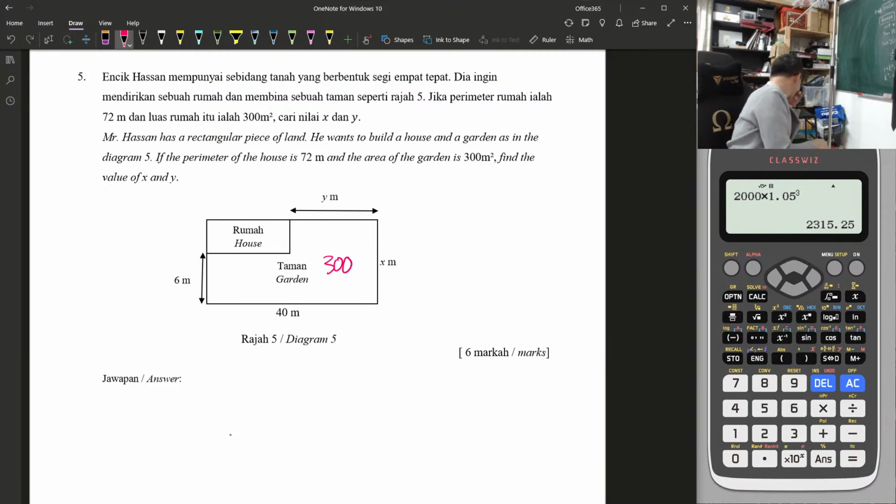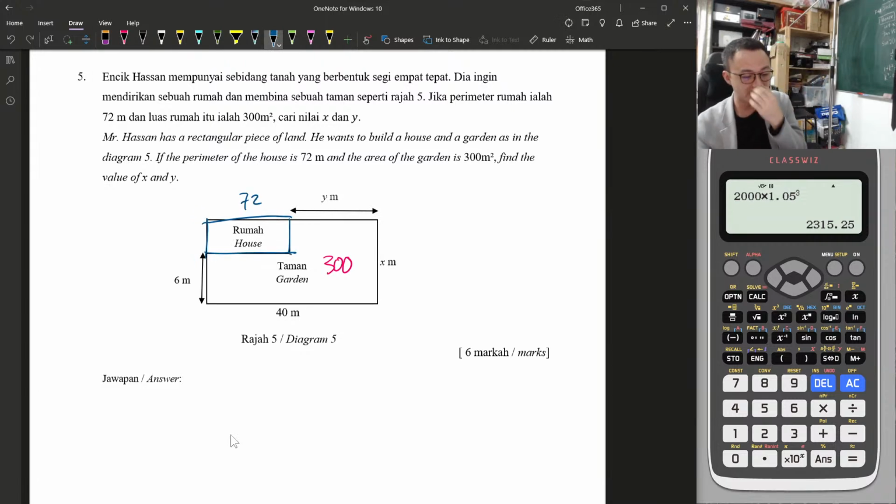Sorry. Oh my god, what's wrong with me? And then the perimeter here will be 72. Okay, so over here I need to form 2 equations.